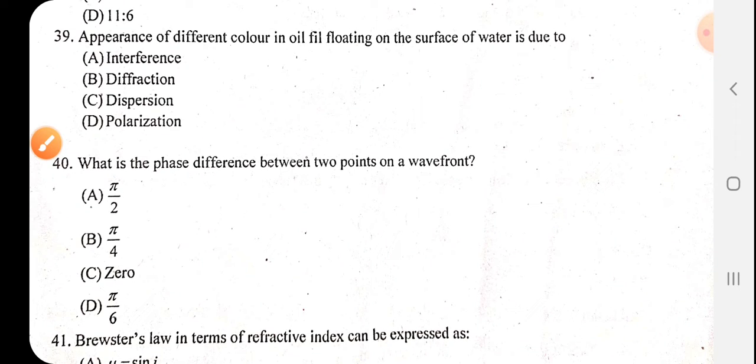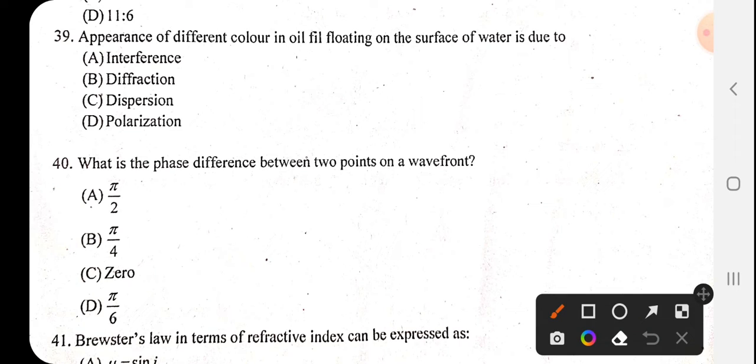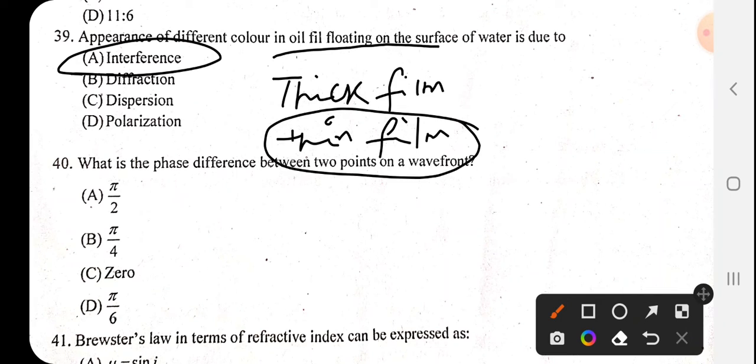Next, question 39: appearance of diffraction color in oil film floating on the surface of the water is due to this. This is for the interference pattern; the phenomenon is called interference. Actually there are two types of interference: one is called thick film, and another one is called thin film interference. The appearance of color in the oil film floating on the surface of the water is an example of thin film interference pattern. So option A will be the correct answer.